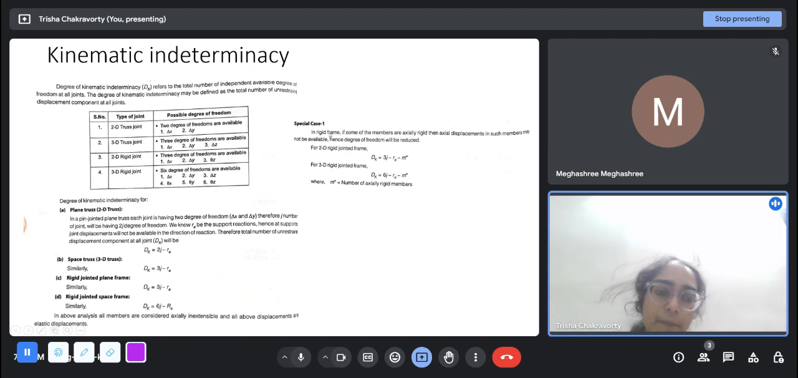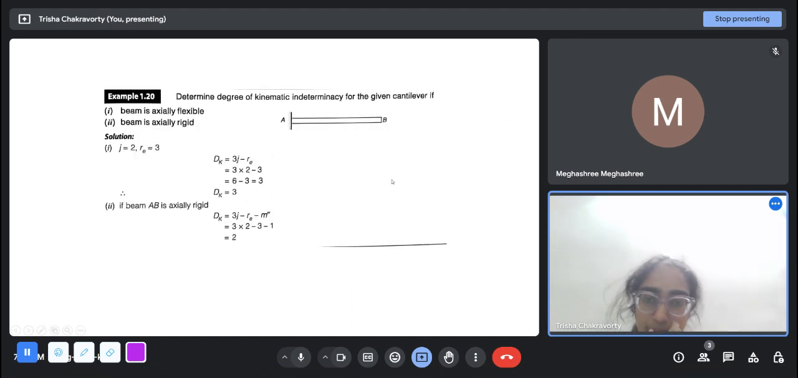And there are some special cases, like if some members are actually rigid, so that the axial deformation is not available, then for each such member you have to reduce the degree of freedom. So for 2D rigid jointed frame, dk is 3j minus re minus m double dash, where m double dash is the number of actually rigid members. And for 3D jointed frames, 6j minus re remains the same, but you also have to subtract m double dash.